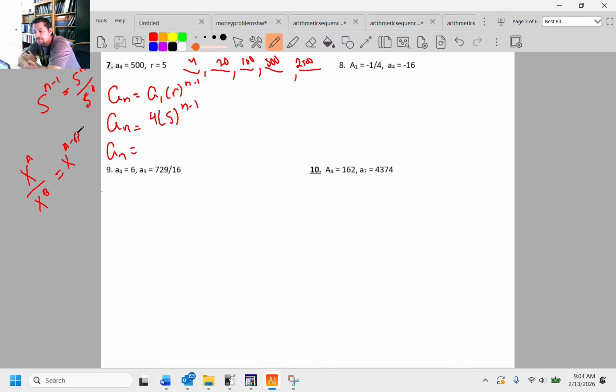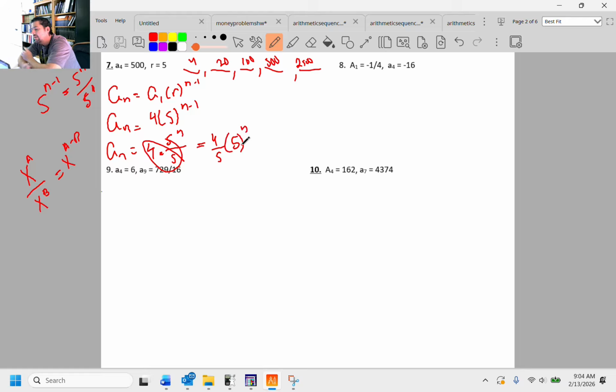You're not memorizing. Memorization is the foundation of all learning. You memorize before you can connect dots. It leads to comprehension. It doesn't automatically grant you comprehension. It leads to it. But anyways, I can rewrite this as 4 times 5 to the n over 5. And then I can just link those two together: 4/5 of 5 to the n.